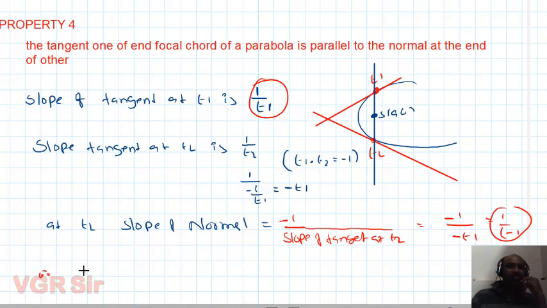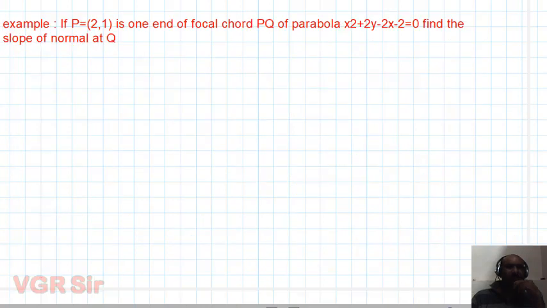So the slope of the tangent at one end of a focal chord is parallel to the normal that is drawn through the other end of the focal chord. Okay, you can write that. So this is one of the example problems based on property 4.